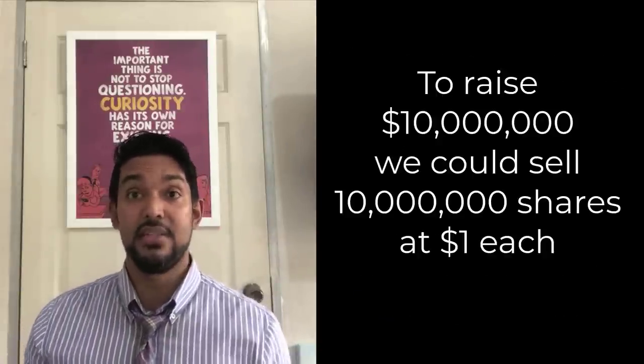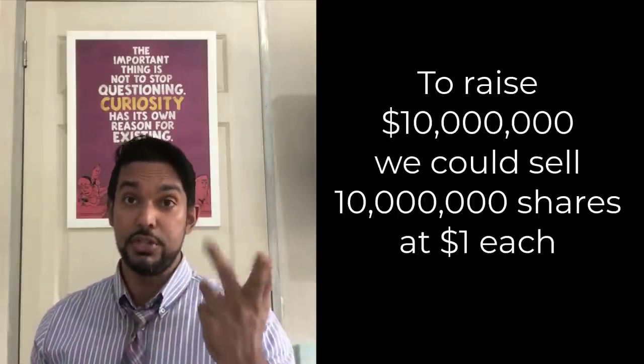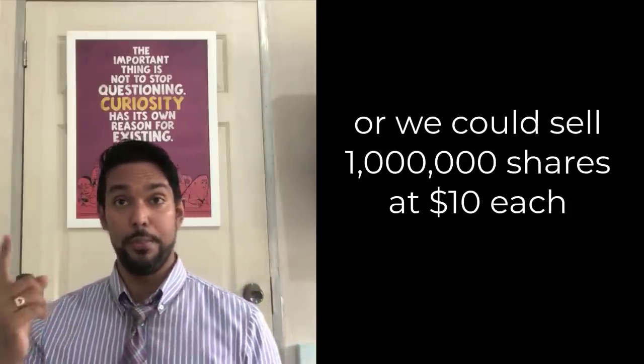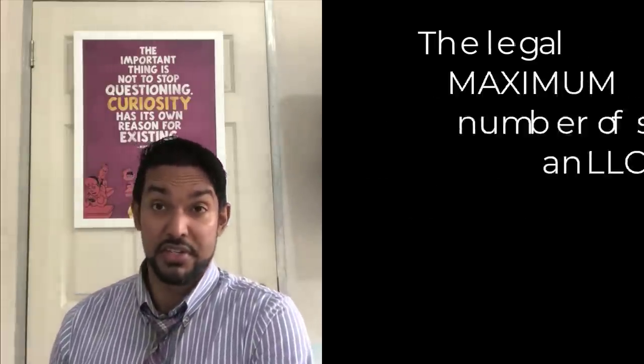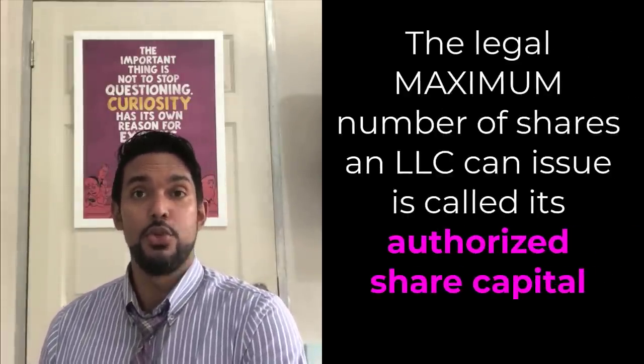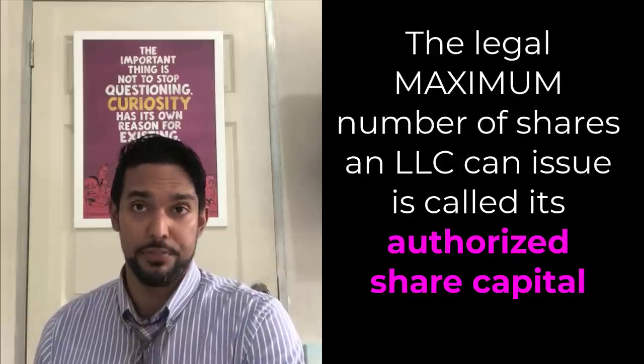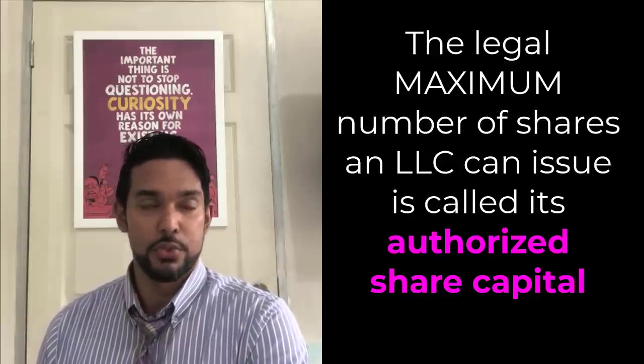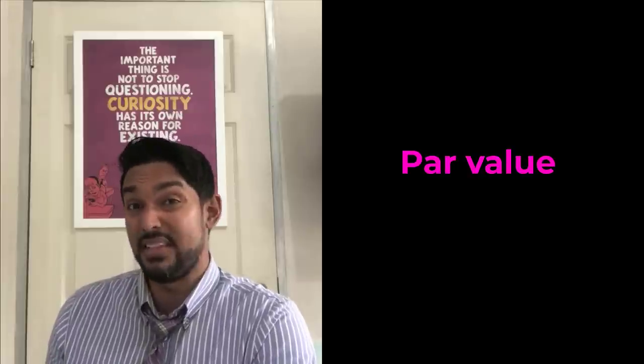For example, if they wanted to raise $10 million, they might sell 10 million shares at $1 each, or they may sell 1 million shares at $10 each. Now, the legal maximum number of shares that a company is permitted to issue is known as its authorized share capital. And each share has what is known as a par value or a basic value.